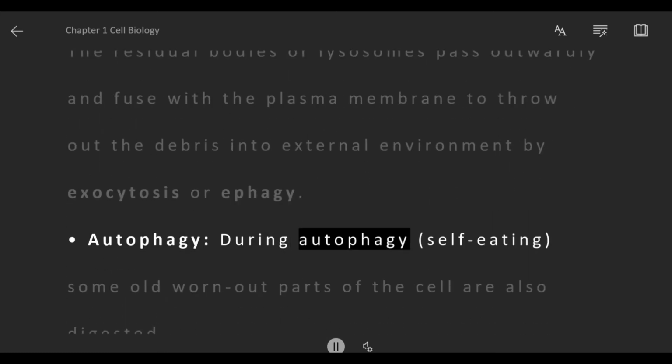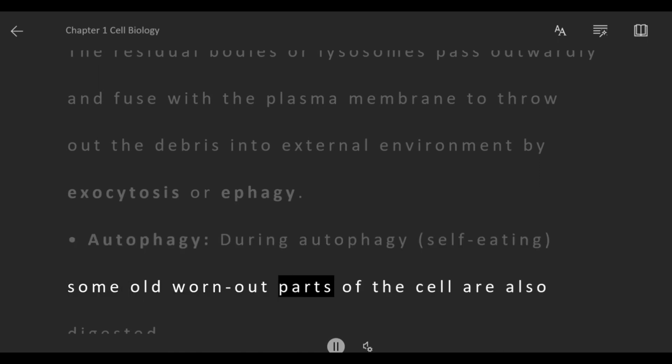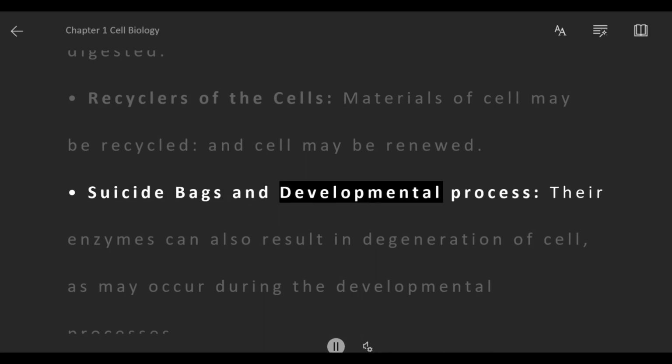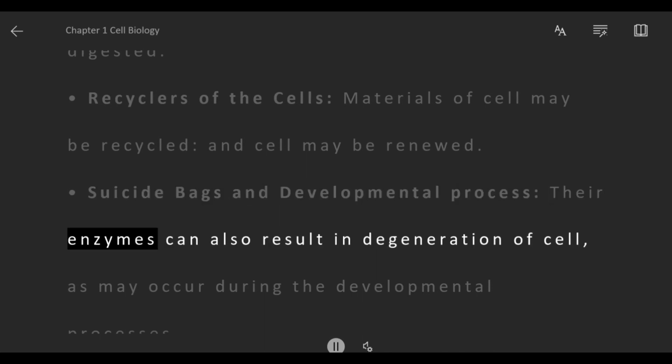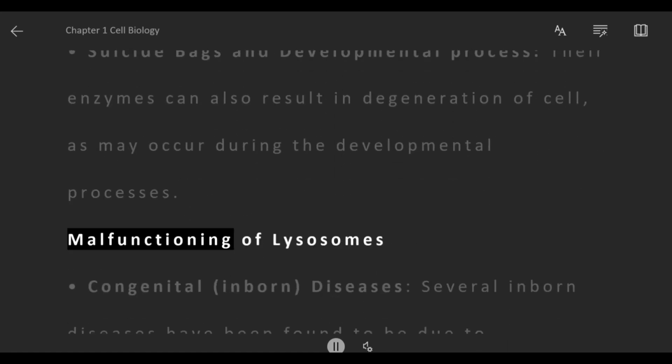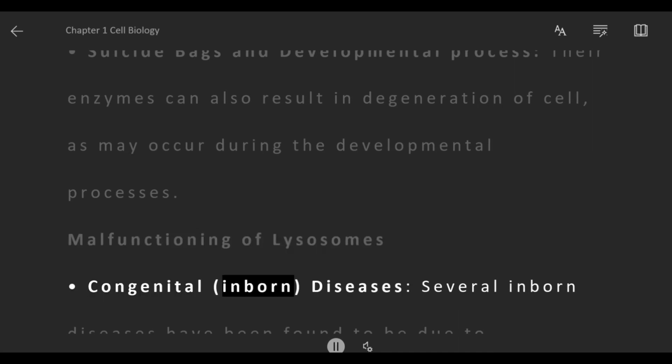Autophagy. During autophagy, self-eating, some old worn-out parts of the cell are also digested. Recyclers of the cells. Materials of the cell may be recycled, and the cell may be renewed. Suicide bags and developmental process. Their enzymes can also result in degeneration of the cell, as may occur during developmental processes. Malfunctioning of lysosomes. Congenital, inborn, diseases.